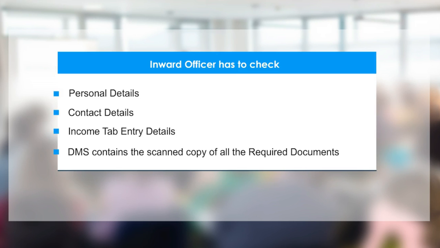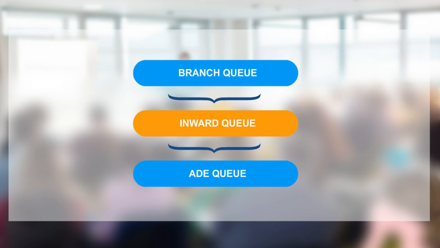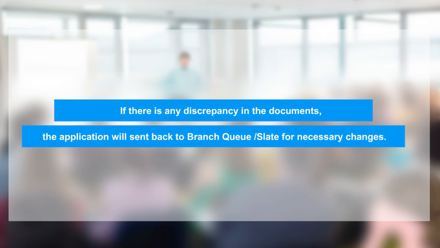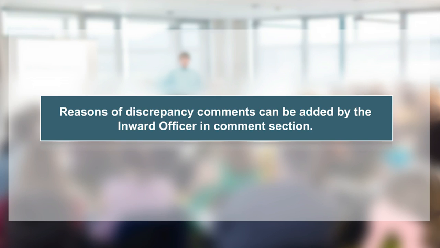The Invert Checker has to check personal details, contact details, and income tab entry details, and check if DMS contains the scanned copy of all the required documents. If all required documents are okay, the application will be sent to the ADE team for further processing. If there is any discrepancy in the documents, the application will be sent back to the branch queue or slate for necessary changes. Reasons for discrepancy comments can be added by the Invert officer in the comment section.